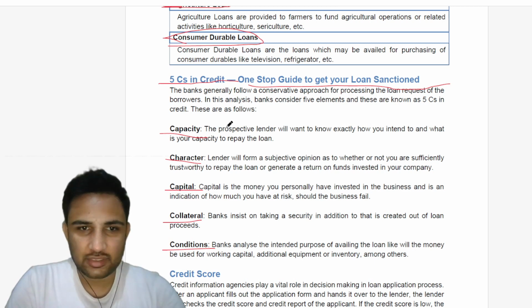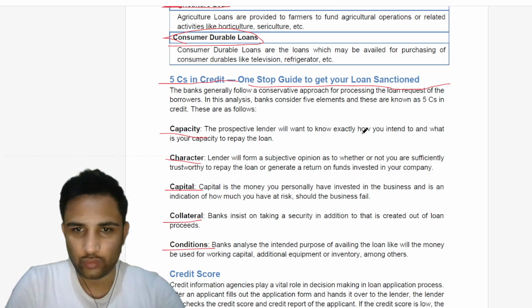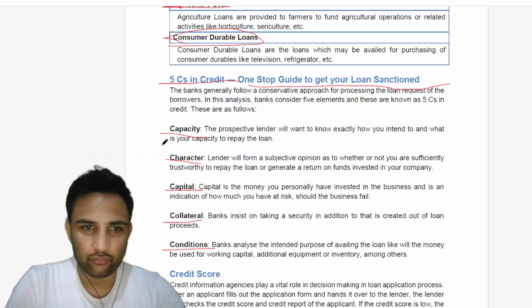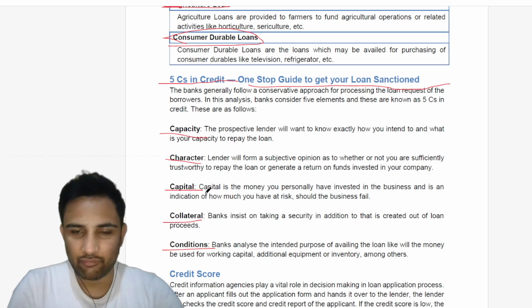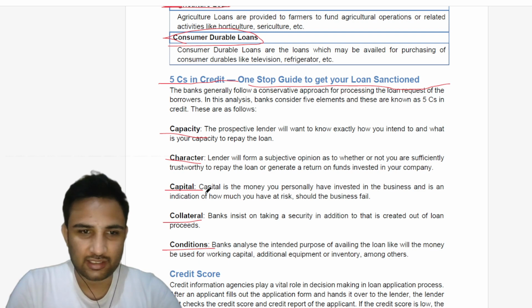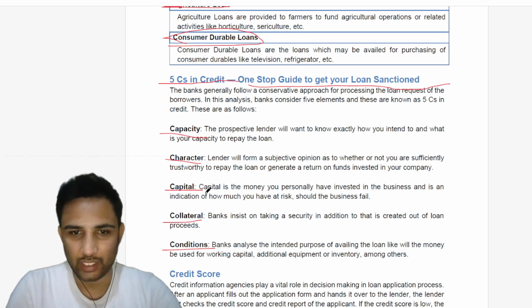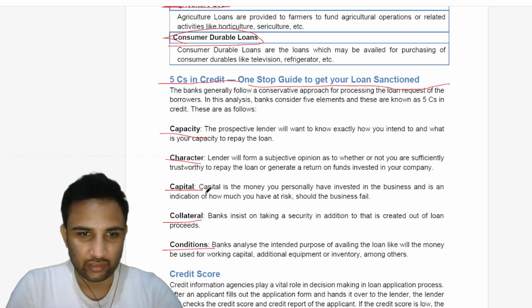In capacity, the prospective lender will want to know exactly what is your capacity to repay the loan. In character, the lender will form a subjective opinion as to whether or not you are sufficiently trustworthy to repay the loan or generate a return on funds invested in your company. In the capital part, capital is the money you personally have invested in the business and is an indication of how much you have at risk should the business fail.